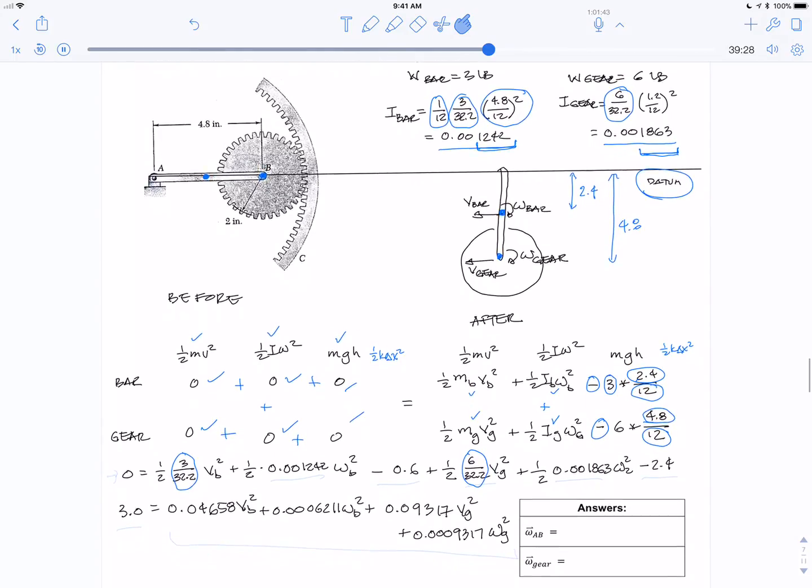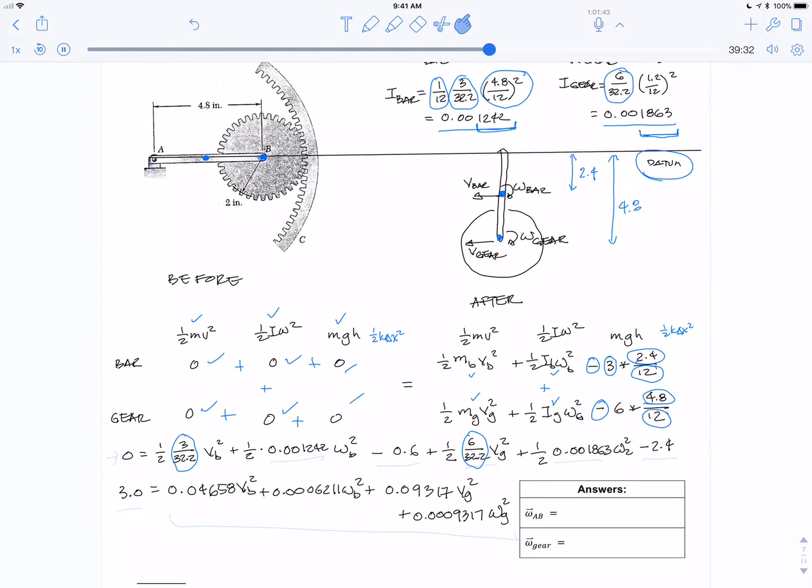Okay, so I have the masses, I have the moments of inertia, and I just put them all in right here. The left-hand side was all 0, the right-hand side 1/2 mass of the bar times v bar squared, 1/2 I of the bar times omega bar squared, 1/2 mass of the gear, I of the gear, etc. And then if you add up the mghs, they come out to minus 2.4 and minus 0.6. Okay, so I put the numbers on the left-hand side and the unknowns on the right-hand side.